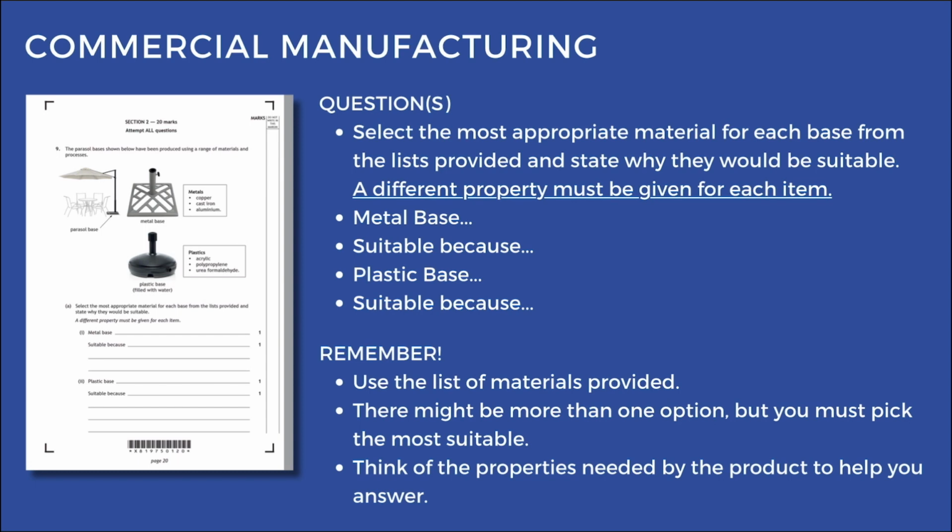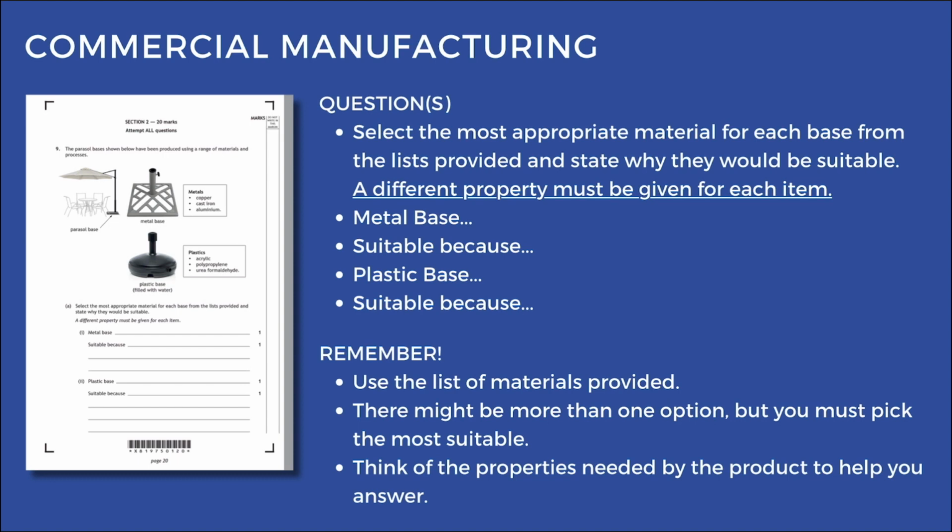In this example, you're given a parasol with a metal base, or can be used with a plastic base as well. For part A of the question, you're asked to specify a metal for the base and explain why it's suitable, and a plastic for the base and explain why that's suitable. In the most recent papers, you're given a list to pick from, and you have to use the list of materials provided. Now in some cases, there could be more than one option, but you have to pick the most suitable. And in most of the example questions in the past papers, it should be clear which one is the most suitable if you know the material properties.